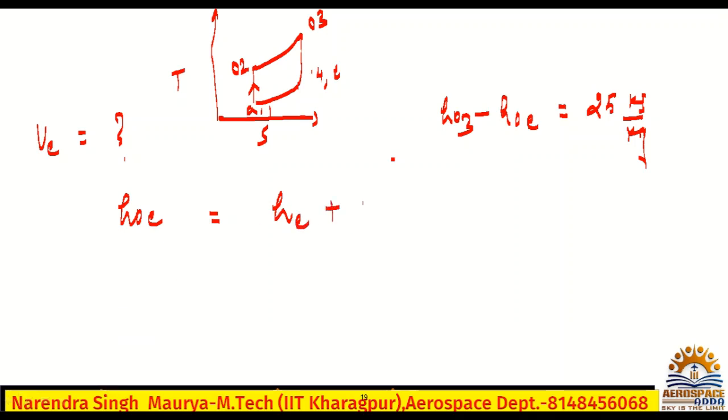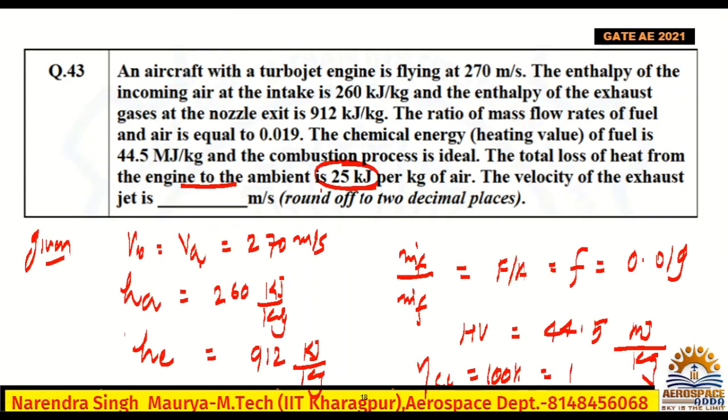Exit plus exit velocity by 2. This is VE square by 2, the velocity equivalent to the enthalpy, so this will be the value. So what is our job? Our job is, from the given data, if anyhow we are able to calculate H naught E and H naught 3. From H naught 3 we can get H naught E, and then after H naught E we can get HE, because enthalpy at the exit they have given, HE, this value they have given, velocity they have given at the inlet.